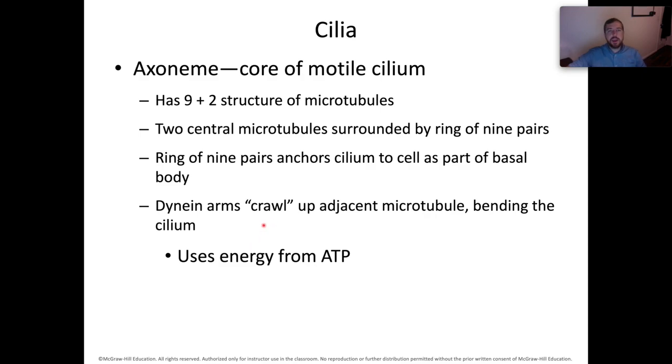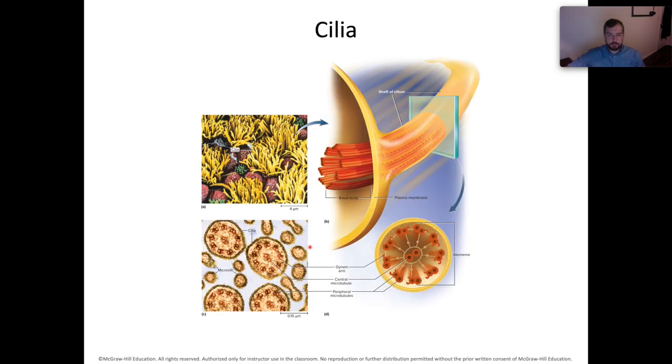The axoneme is the core of the cilium, and this is very important. You'll see this. It has a 9+2 structure of microtubules, which means you have 2 central microtubules surrounded by a ring of 9 pairs. And that anchors the cilium as part of the basal body, and these different molecules can crawl up the microtubules and bend it so you can move it as needed. And obviously, it's important to remember that all these cellular processes require ATP, require a lot of energy.